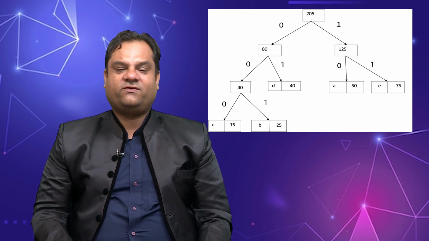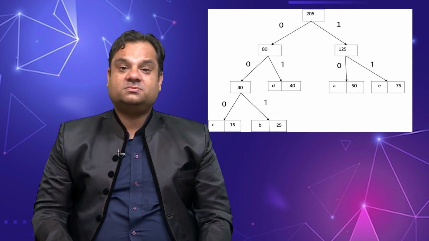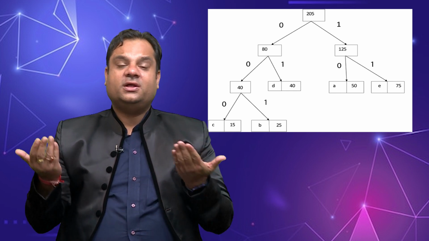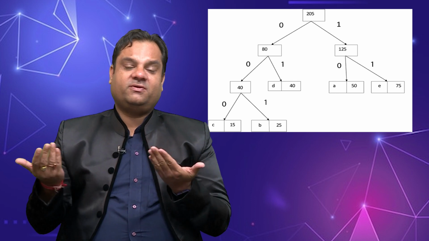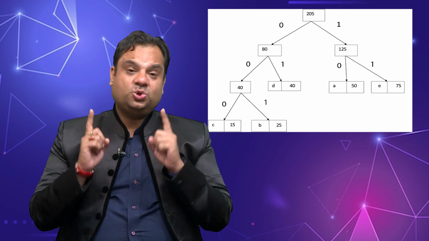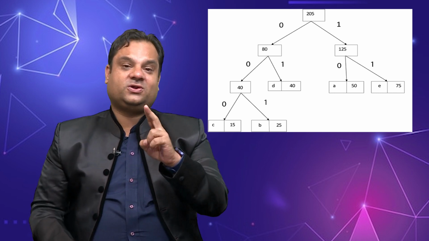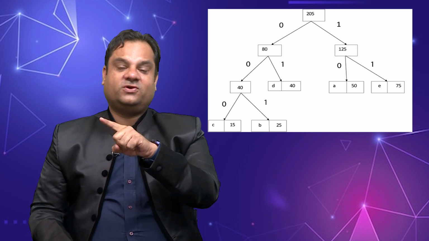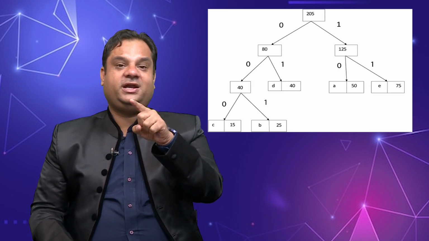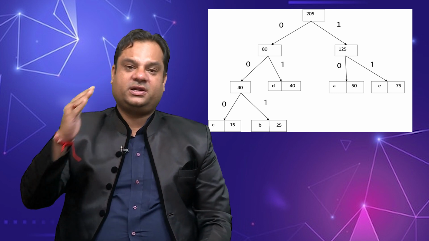So 205 will become our root node of this tree after merging the two separate trees, whose frequencies are one 80 and another 125. We connect 80 as the left subtree because the frequency value 80 is less than 125. That's why we connected 80 as the left subtree and 125 as the right subtree.